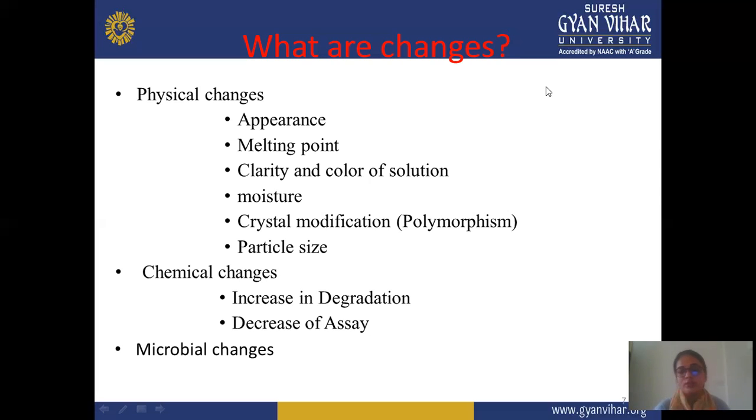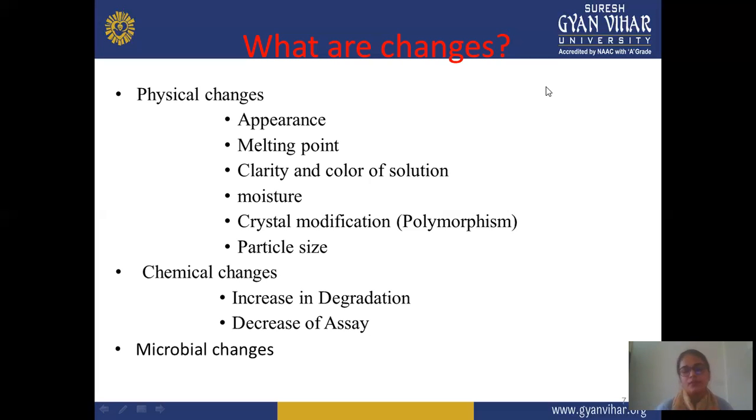And there's certain type of method also available for clarifying the clarity and color of the solution. Next is moisture content. Moisture content also varies depending on the type of formulation. If you prepare a tablet, it should have sufficient moisture, because if it does not, it may form too hard or easily break. So in this condition, you should check the moisture of a particular tablet or formulation.